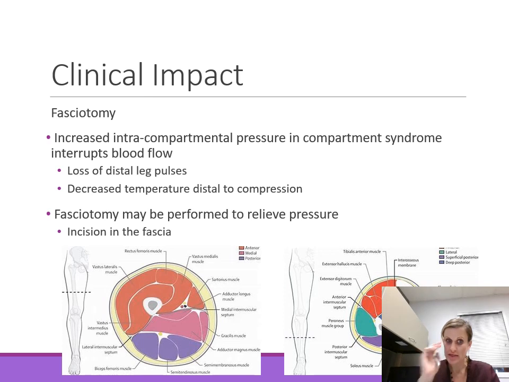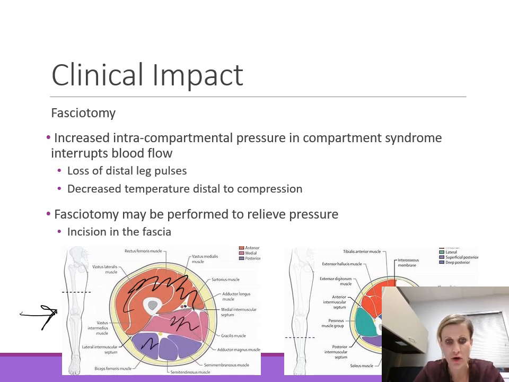So again, a fasciotomy is what we perform in order to relieve the pressure in that compartment. An incision is made in the fascia to literally open it up, and that allows a relief of the pressure and restores blood flow. Here you can see the compartments that are present in both the upper and lower leg. Here in the upper leg, you see the anterior compartment with the muscles that are included, the medial compartment here in pink, and then the posterior compartment in purple.